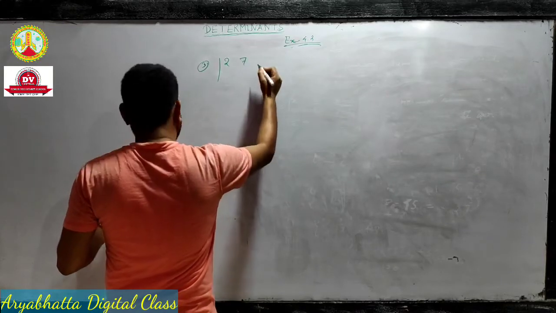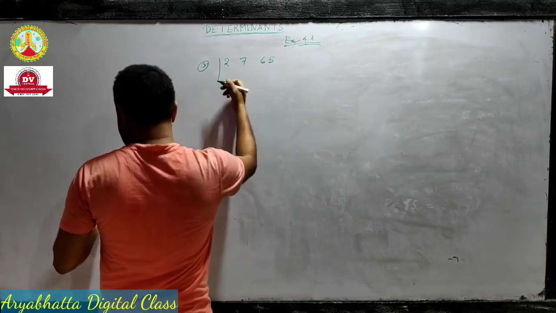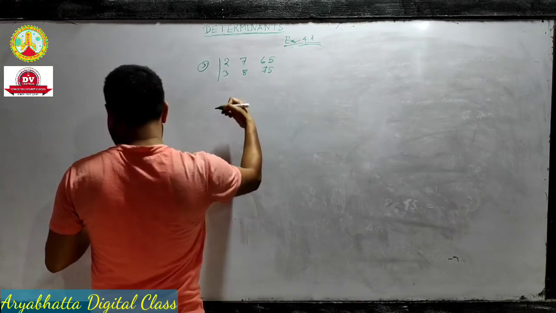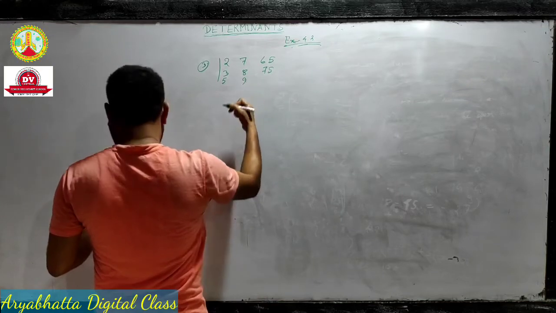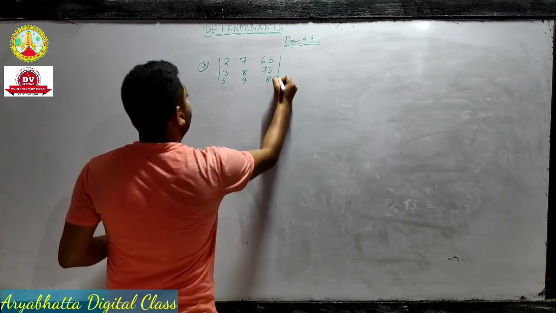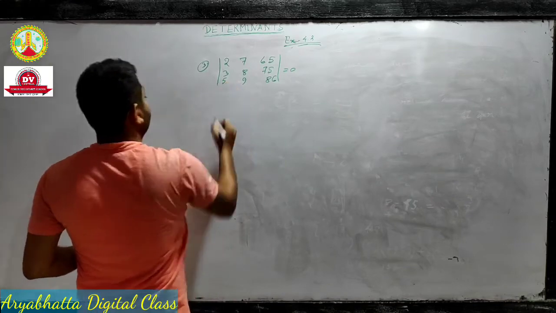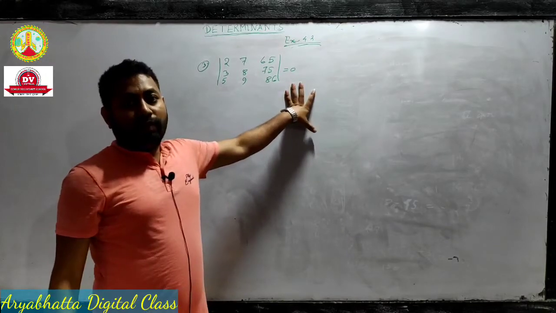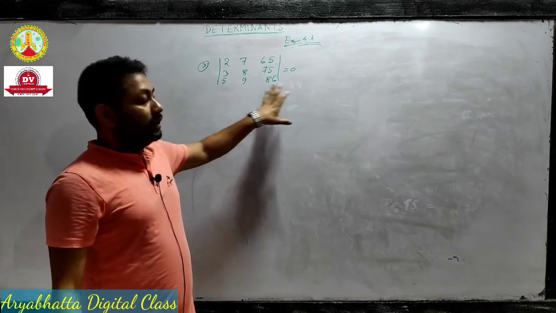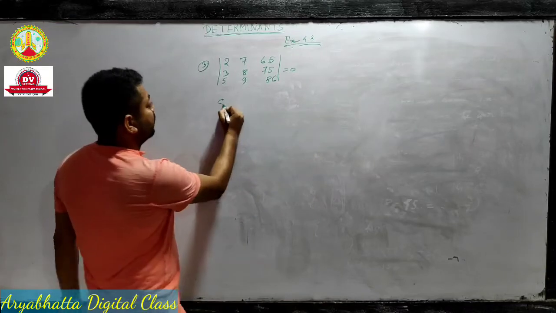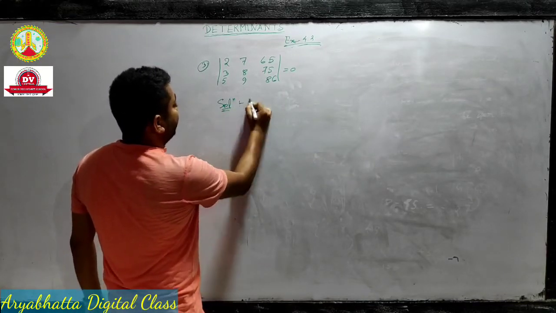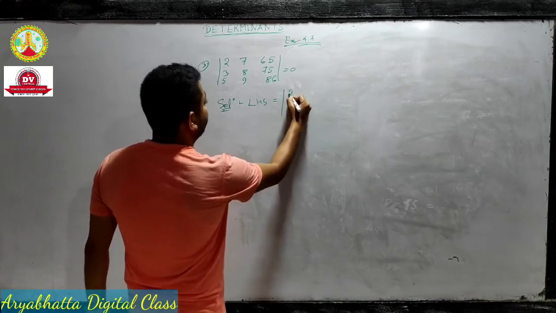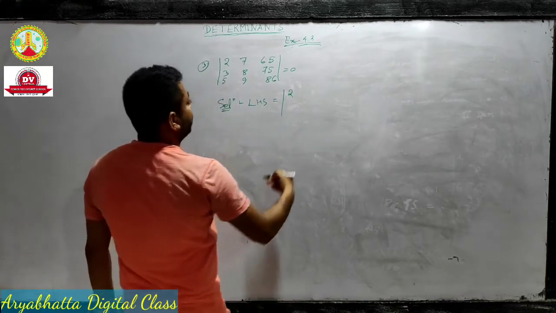The determinant with first row 2, 7, 65 and second row 3, 8, 75, 5, 9, 86 equals 0. Prove that by using the properties of determinant. Prove this equal to this. Solution. Left hand side equal to a 3 by 3 order determinant.